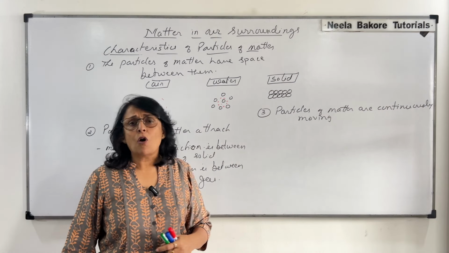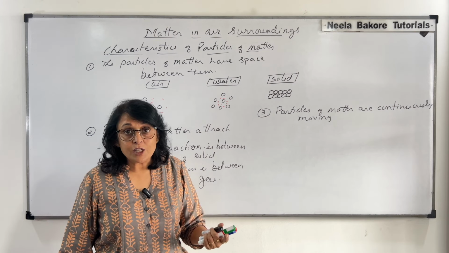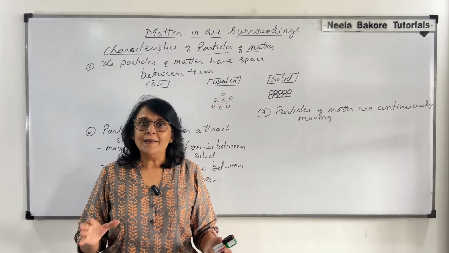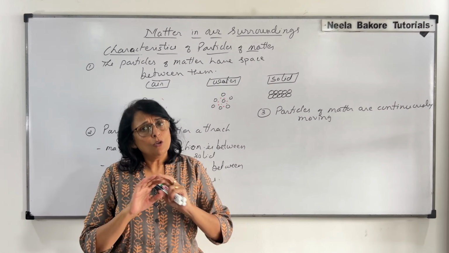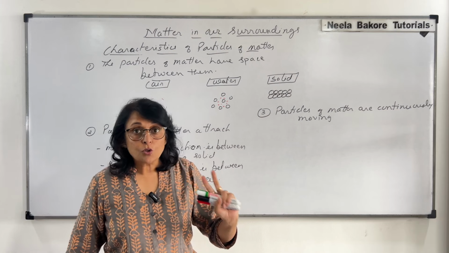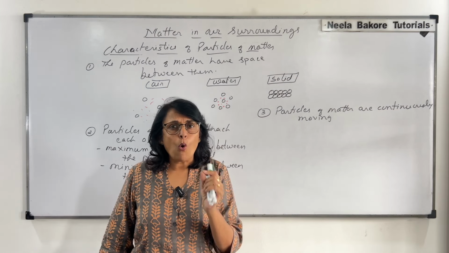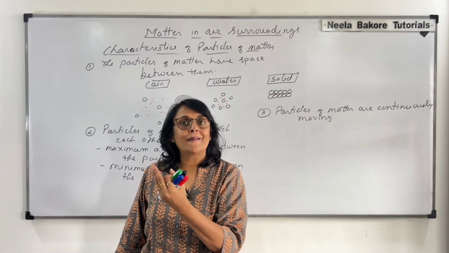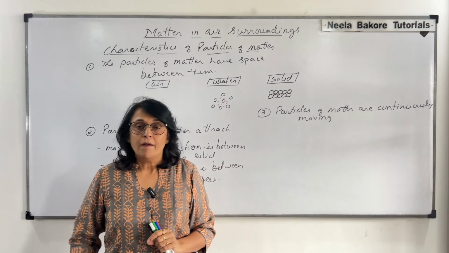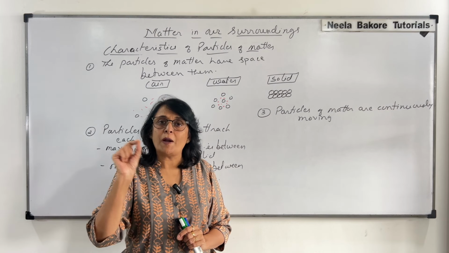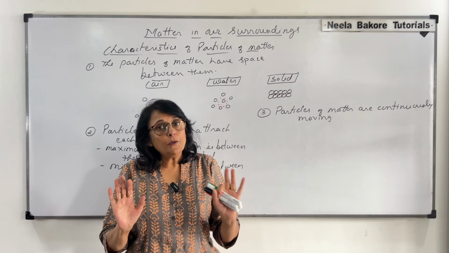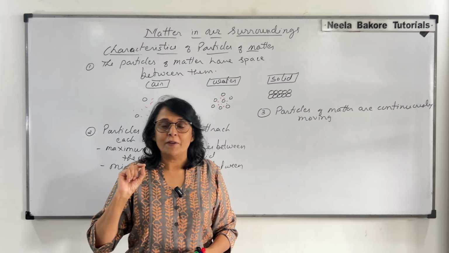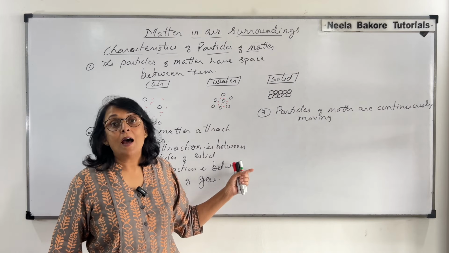How do we know that particles are constantly moving? How can we understand this point? Imagine a situation when you are sitting in a room which is not very brightly lit, normal tube lights and all, or maybe no artificial light, and the door or the window is closed, and there is a tiny hole or a crack in the door or window, and from outside the sunlight comes through that opening. In that beam of light, you find tiny dust particles moving. And even if you're not doing anything, even if the fan is not on, still those particles are continuously moving. That means the particles of matter are continuously moving.